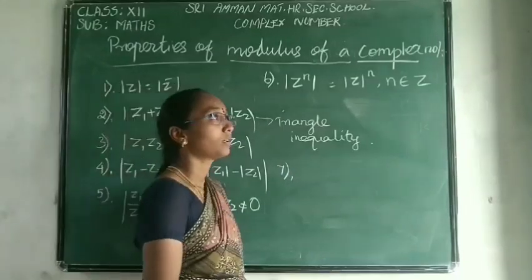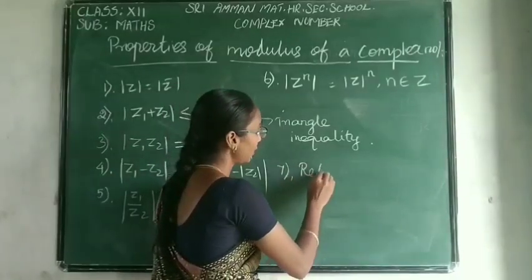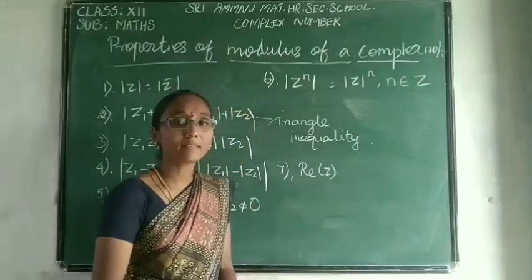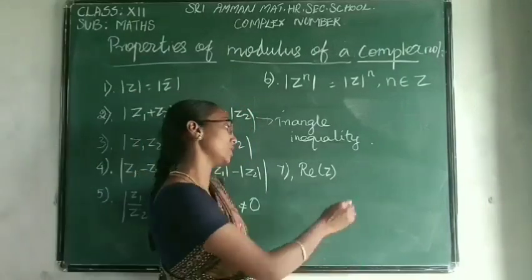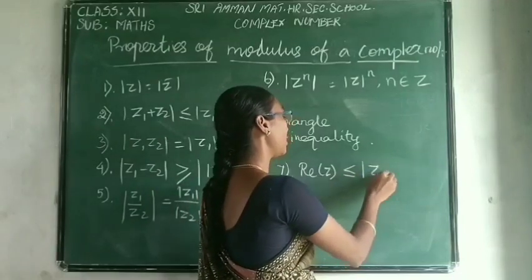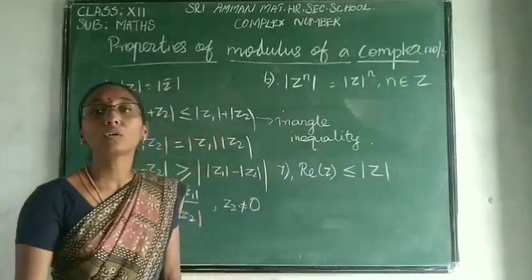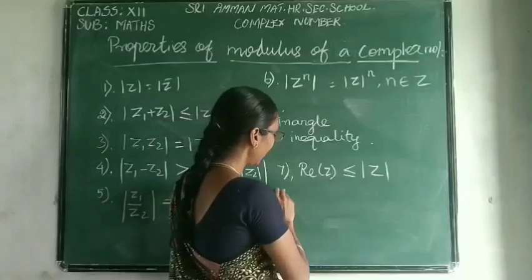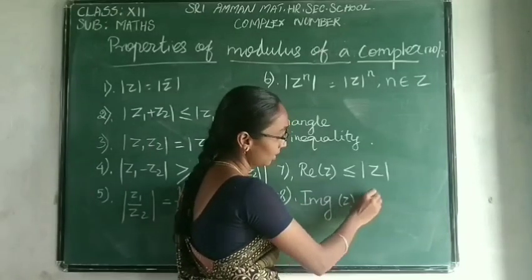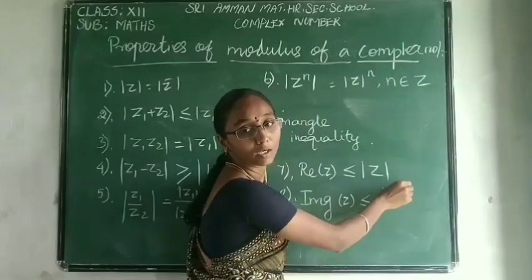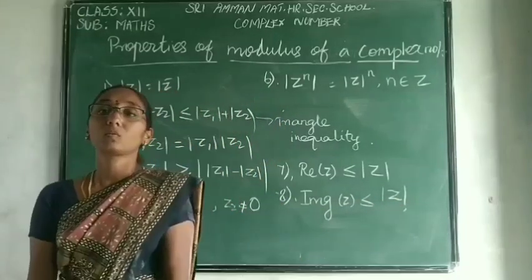Now, the real part of z is less than or equal to what? Modulus of z. The real part of z is less than or equal to modulus of z, and then the imaginary part of z is less than or equal to modulus of z.